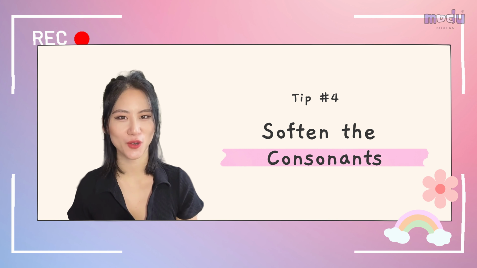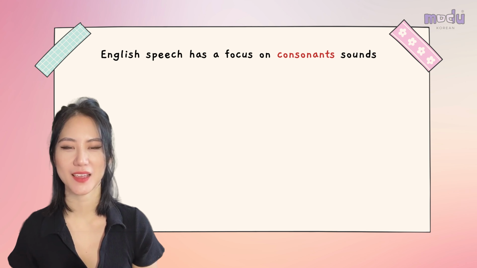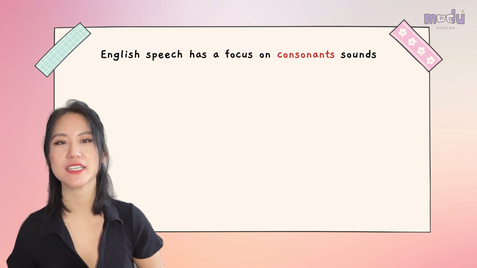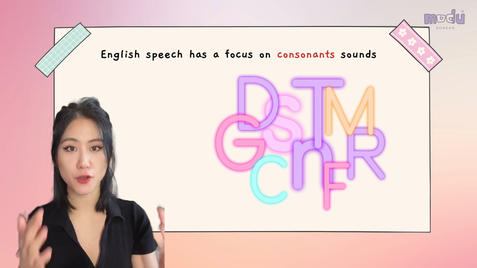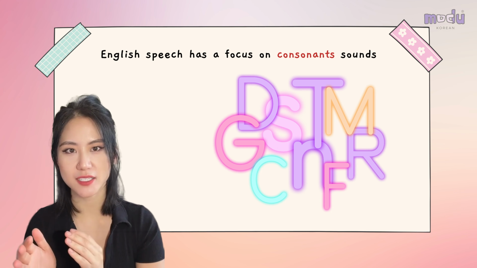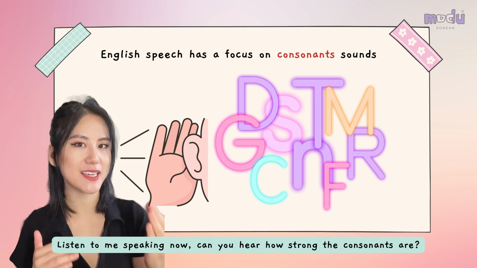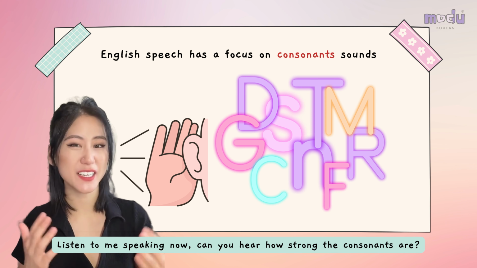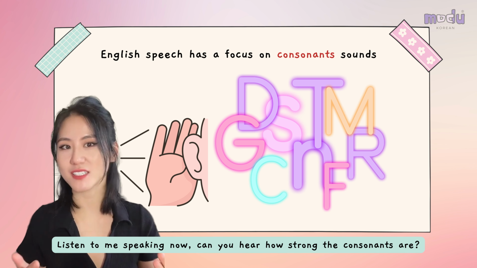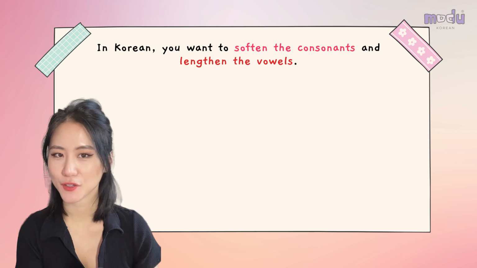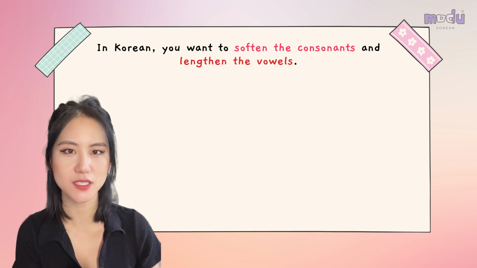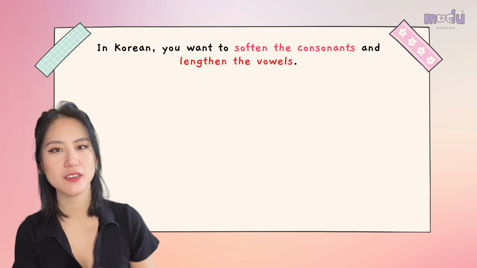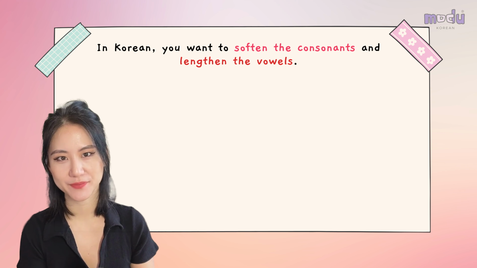Soften your consonants. Another really common characteristic of the English language is that the sounds are very much focused on the consonants. So if you're listening to me speaking now, you're only really going to be able to hear the consonant sounds. Korean, however, you want to be focusing on the vowel sounds and soften your consonant sounds.